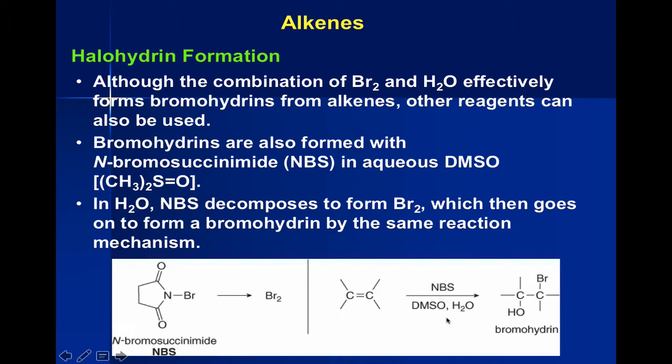Now the DMSO, the dimethyl sulfoxide, is really there to solubilize both the alkene and the NBS. And so it's basically just a solvent to make sure that everything dissolves. It doesn't really play a significant role in the formation of the bromine from the NBS.